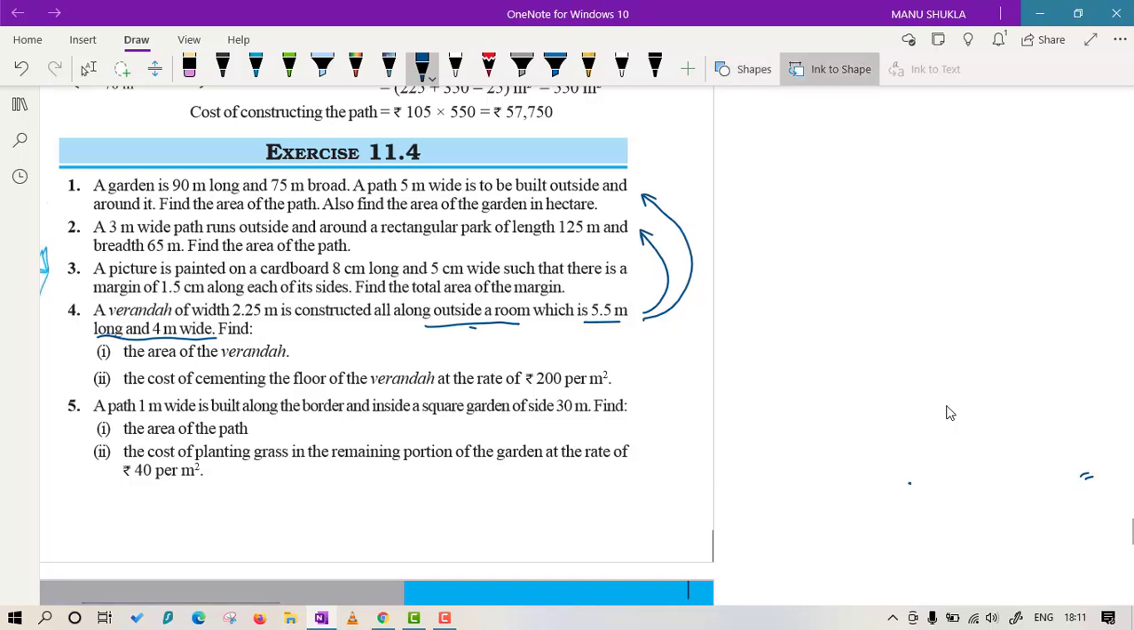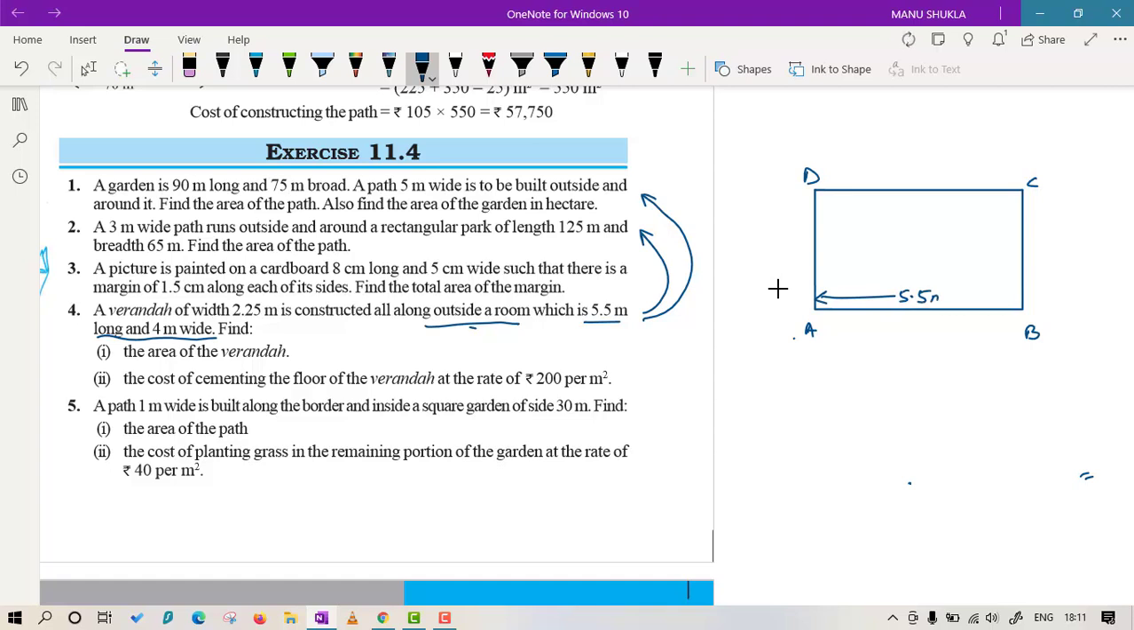So let me draw the home, or sorry, the room. Let me call ABCD the given room to you, and in this what is given to you is 4 meter wide and 5.5 meter long. Okay, so this much is 5.5 meters and this is 4 meters, and they are saying a veranda of width 2.25 meter, something like this outside. You can use scale and pencil to draw this rough diagram. Okay, just to show I am drawing this thing.